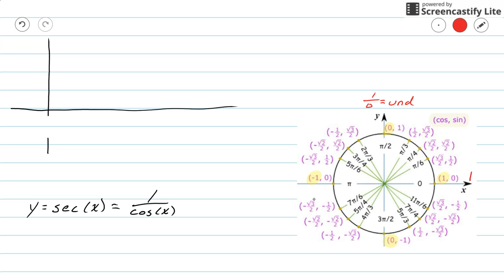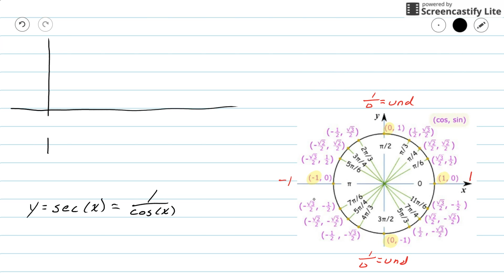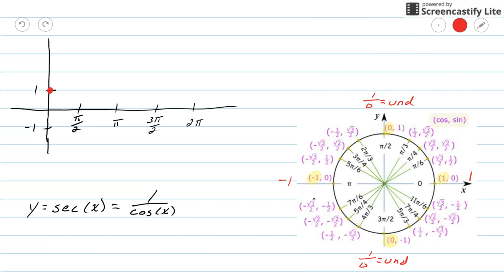For pi, the cosine of pi is negative 1. And again, for 3 pi over 2 down here, cosine is 0, so 1 over 0, the reciprocal, that's also undefined. So if I translate that then to my graph here, 2 pi, just the quadrantal angles here, and I plot some of these points, at 0, we have a value of 1. So when the angle is 0, it's at 1.